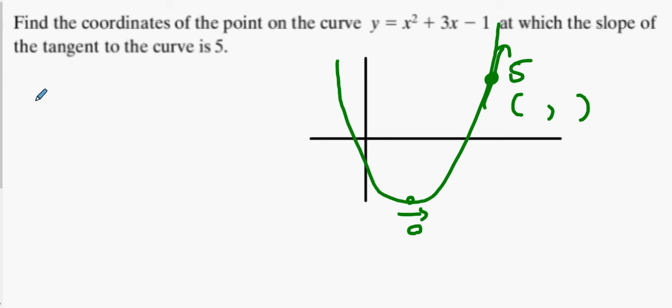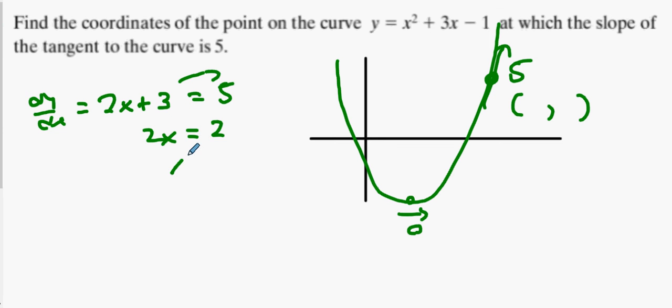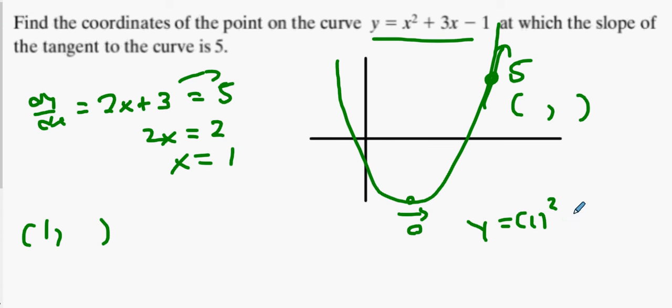So we do the first derivative, which is 2x plus 3. Then we say the answer is 5. This implies that x will be equal to 1. So we already know that 1 is the x coordinate. Now all we have to do is find the y coordinate. So we go y equals 1 squared plus 3 times 1, take away 1, and the answer is 1. Okay, everybody cool? Alright.